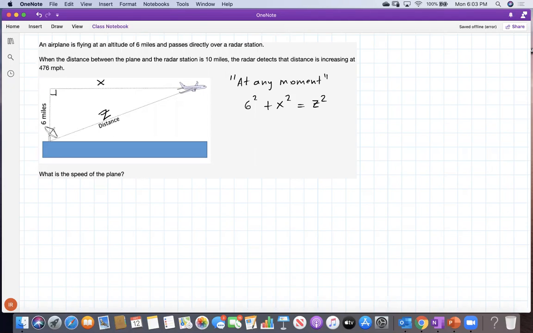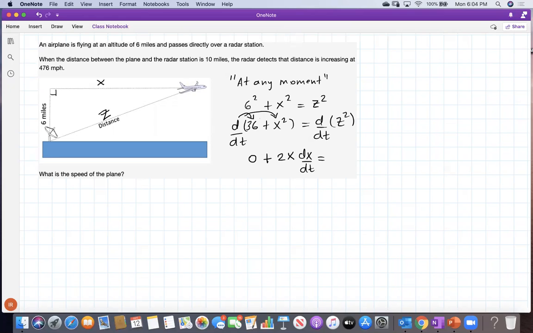take derivatives in both sides of this equation, right? Derivatives with respect to t of 6 squared, which is just 36, plus x squared, and derivative with respect to time of z squared. Now, derivative of the constant function 36 is 0, plus derivative of x squared is 2x, right? But since we're taking derivative with respect to time, we have to attach dx dt. This is because of the chain rule.